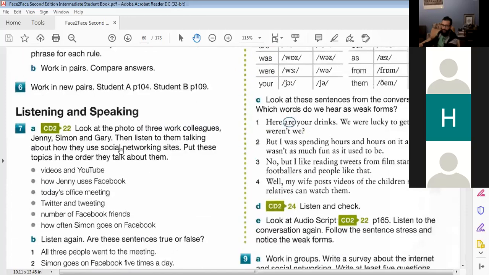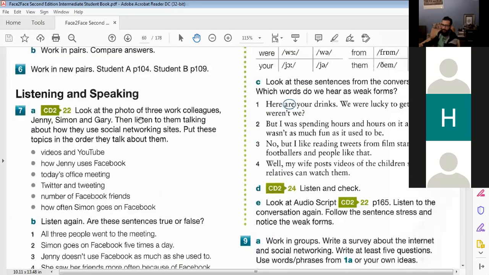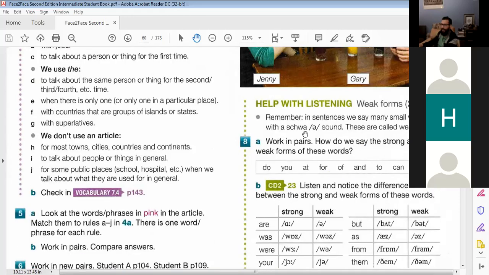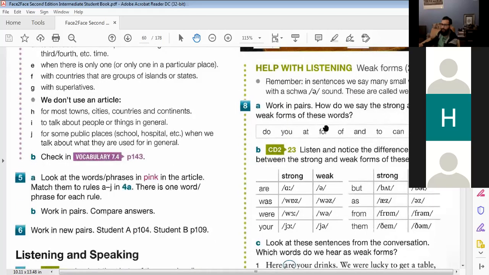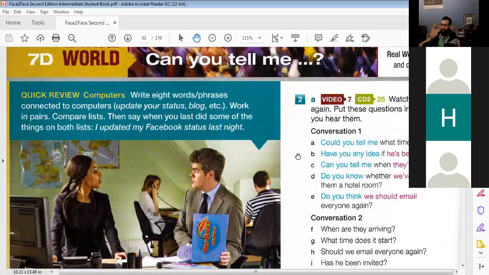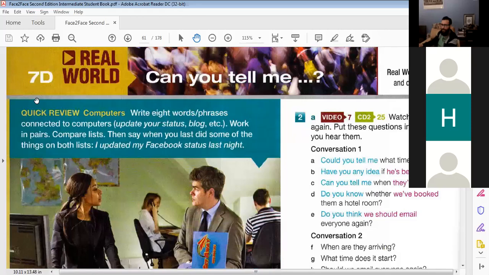We'll do a little bit of listening. We have a nice listening exercise here about social media, and a little bit of pronunciation, how we can use the schwa sound in weak forms. We'll talk about this, and if we're lucky, we can get to our next point, our next lesson.